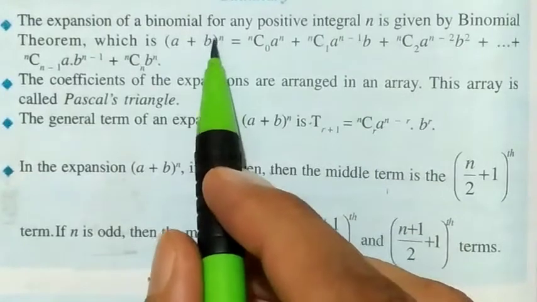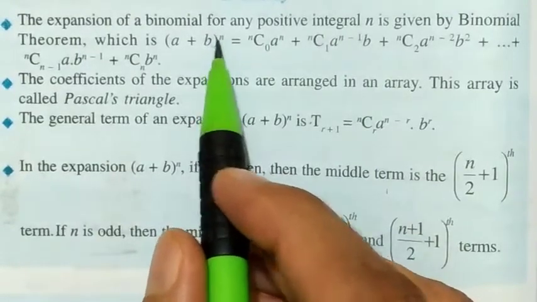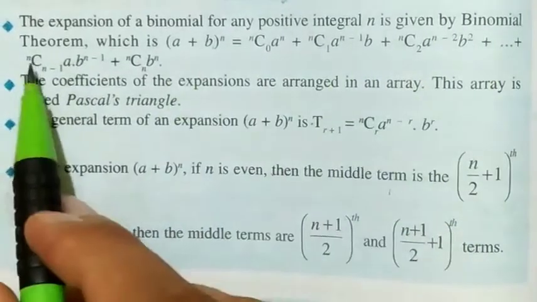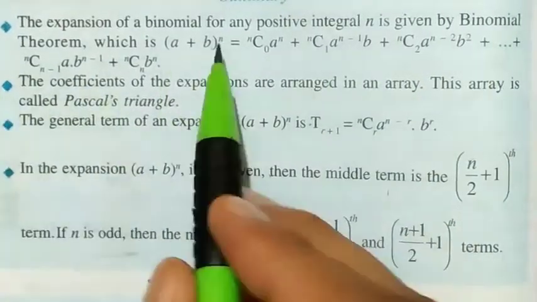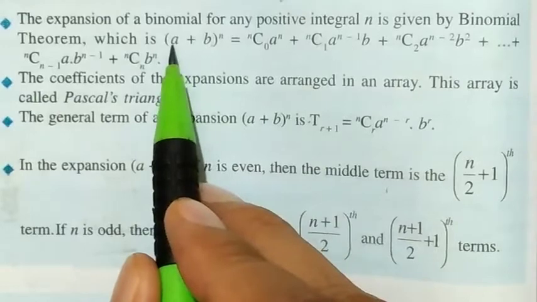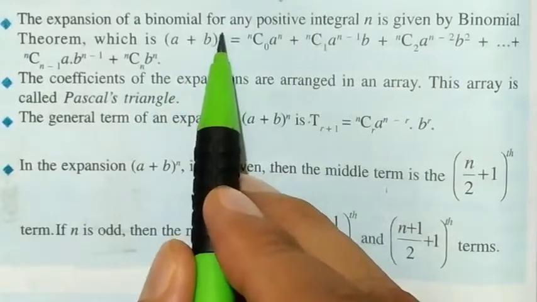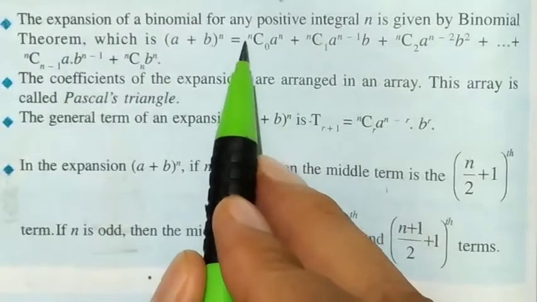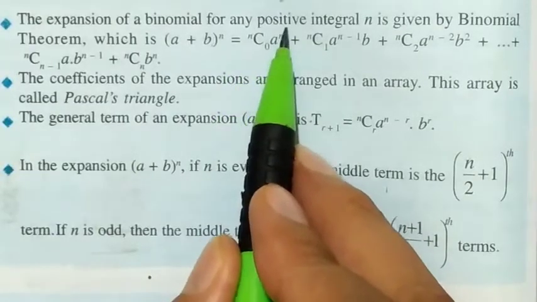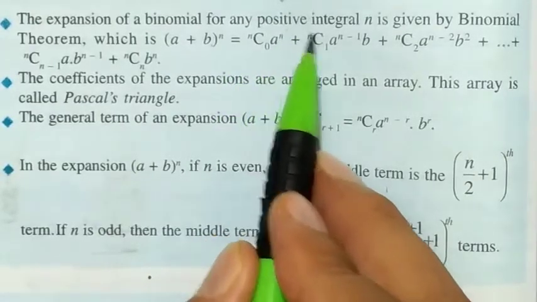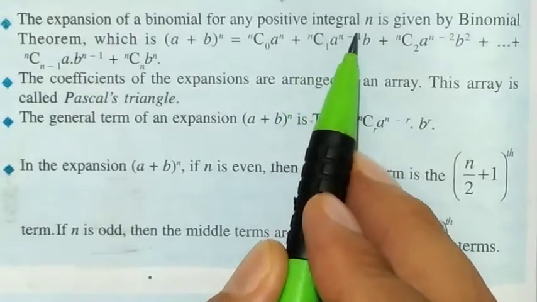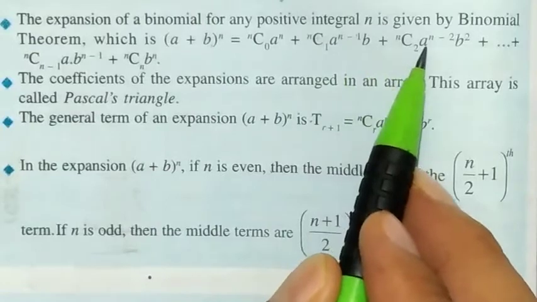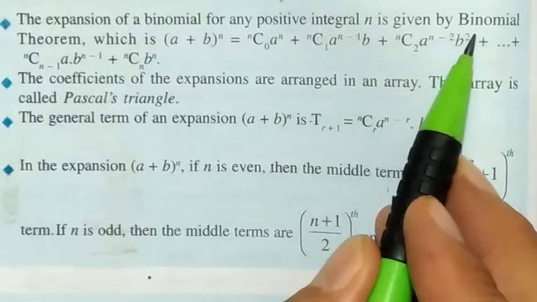Here n is any positive integer number, means natural numbers 1, 2, 3, 4, and is given by the binomial theorem. What is the binomial theorem? Like this, binomial is given a plus b and whole power n, where n is a positive integer. So we have to write this: nC0 a power n plus nC1 a power n minus 1 into b plus nC2 a power n minus 2 into b square.